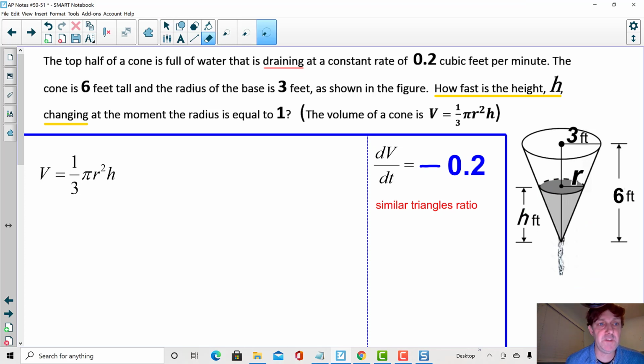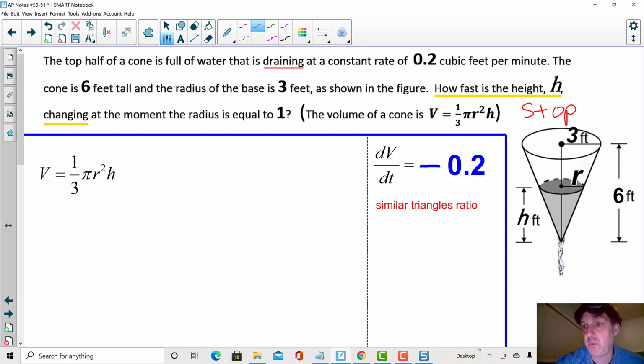Now the cone is 6 feet tall and the radius of the base is 3 feet. It wants to know how fast is the height changing at the moment that the radius is equal to 1. So the radius is changing, but we're going to stop at the moment that the radius is equal to 1.